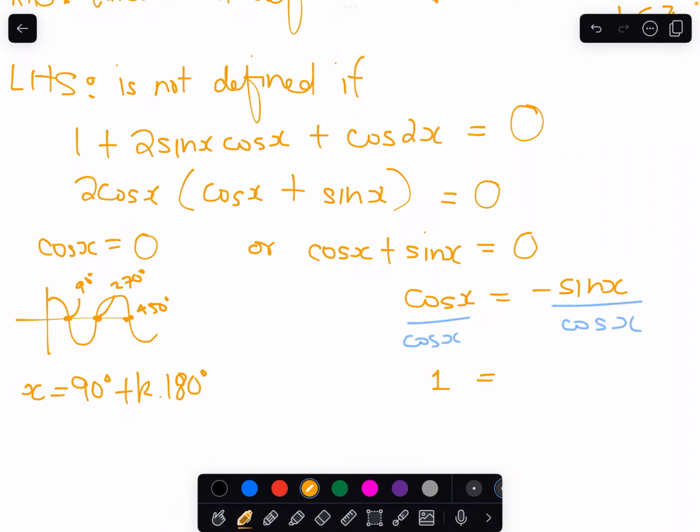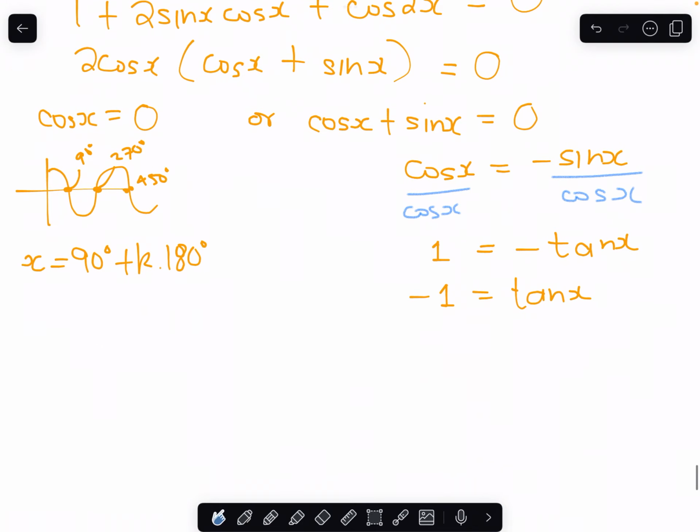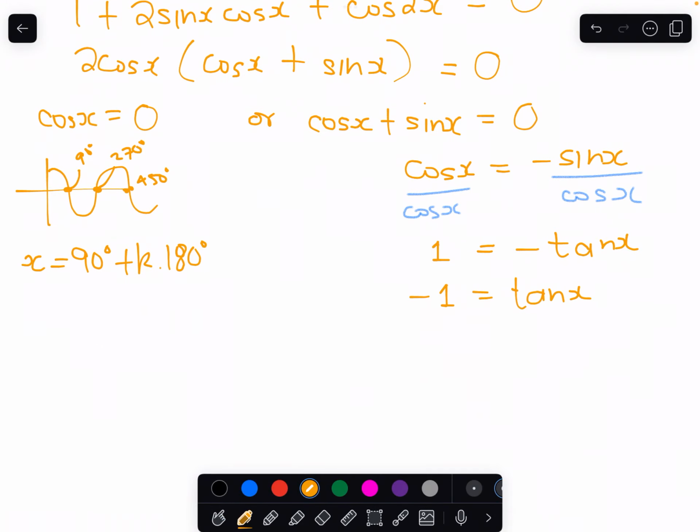So that's going to be 1 over negative tan x. So that'll be negative 1 is equal to tan x. Okay, so in terms of quadrants, where is tan negative? It's negative here or here. And we know that our reference angle here will be inverse tan of 1, which is 45 degrees.